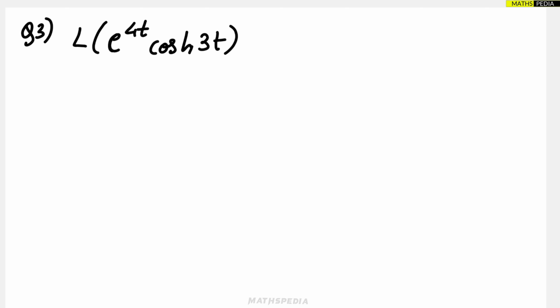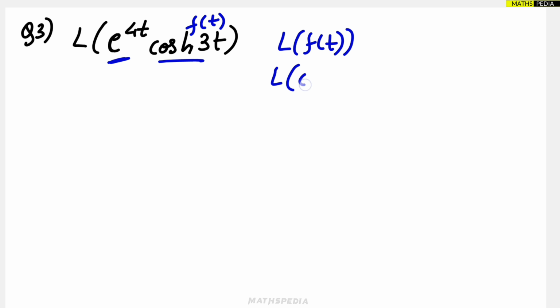Now let us go for the third problem here. Again e power at is there, then some function of t is there. Always first you have to find the Laplace transform of the function of t. So first we are taking what? The cos h hyperbolic function has come, cos h 3t.